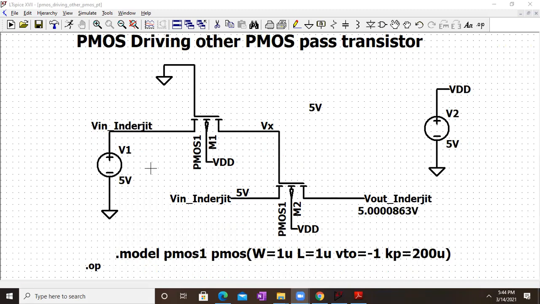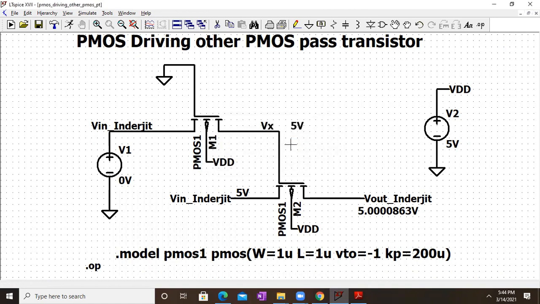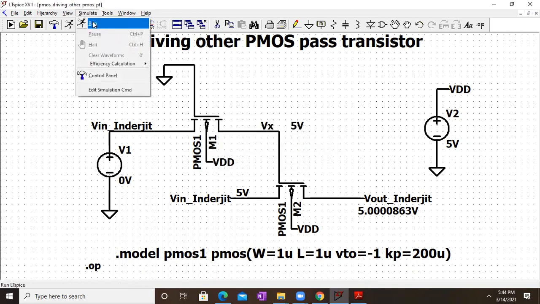Well, let's see what will happen when we apply Vin as logic 0. When Vin is logic 0, what is my Vx and what is my Vout?